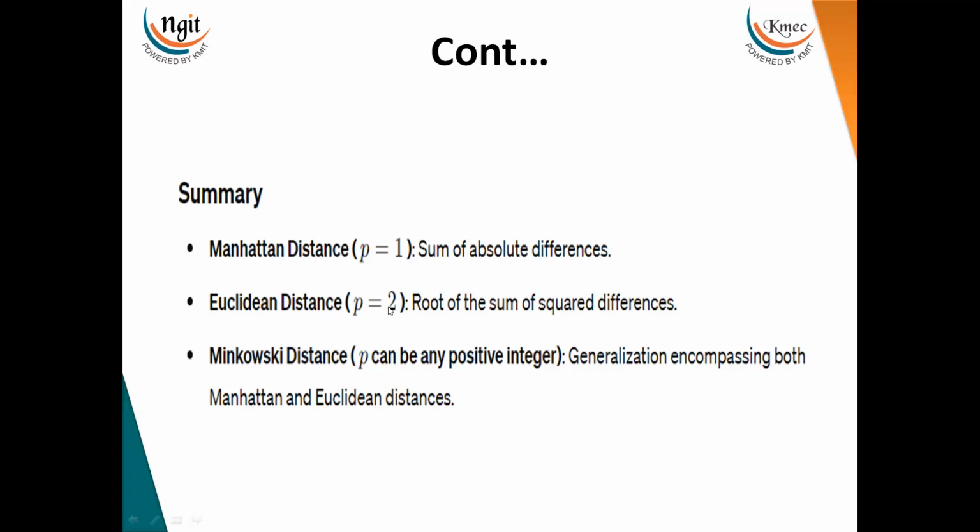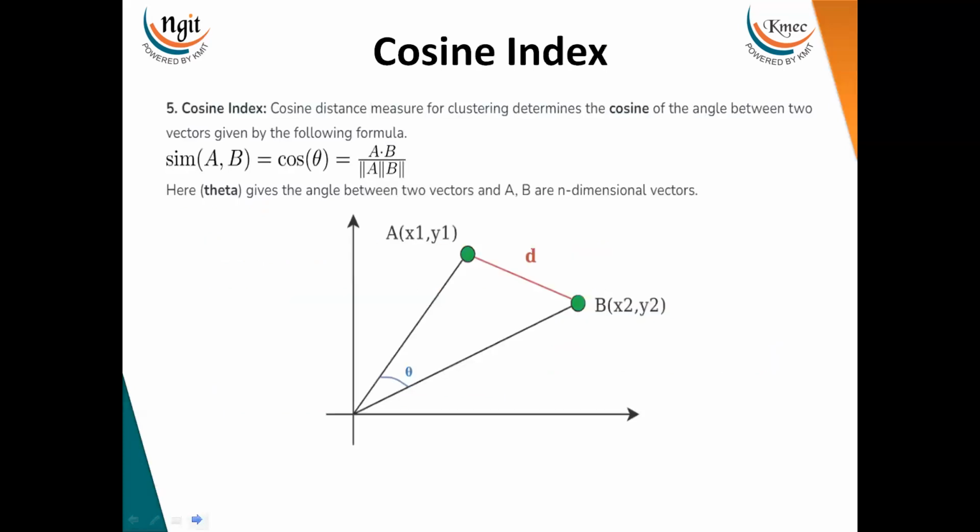When I'm taking p value 2, it will be like a Euclidean distance, and it is nothing but the root of the sum of square differences. And in Minkowski distance, p can be any positive integer. If it is greater than two, it could be any positive integer, and it is a generalization encompassing both Manhattan and the Euclidean distance. So this is all about Minkowski distance.